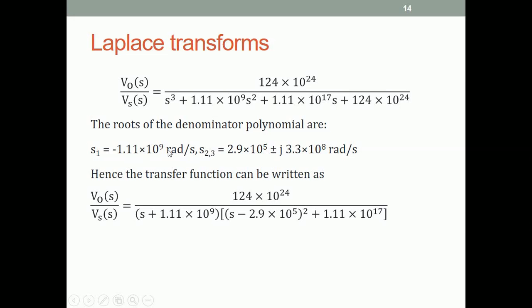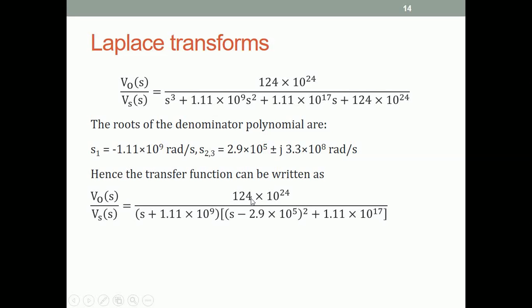The numbers have also changed, but for our discussion, the numbers are not of great significance. What is significant is that there is a real part, and that real part is positive. So if we were to factorize this and write the factors, then we'll write s plus 1.11 10 raised to 9, and these two will be s minus, because this is plus, we'll get s minus 2.9 10 raised to 5 the whole squared plus this whole squared. So this is the transfer function for the slightly larger gain.